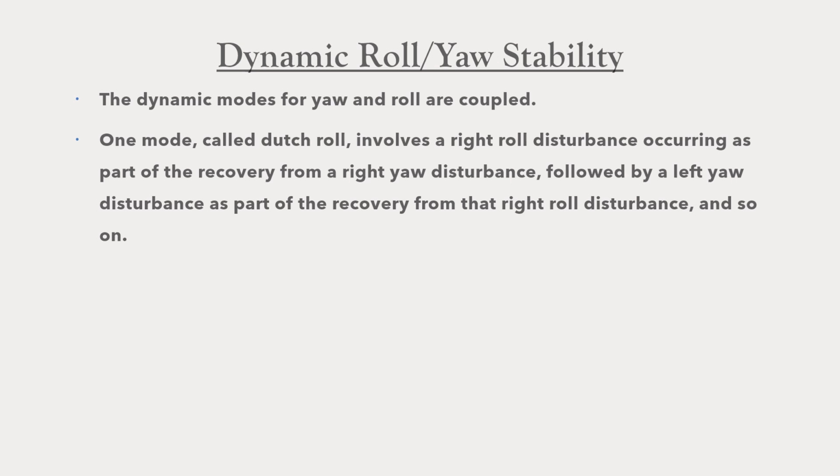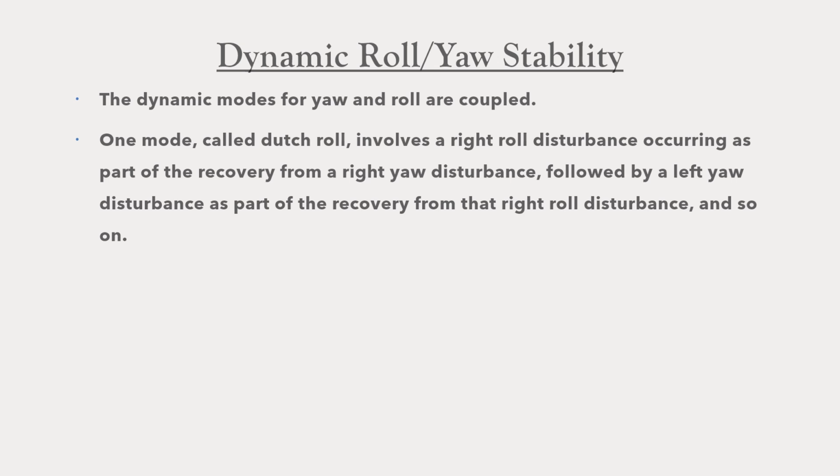So we've talked about static stability in both roll and yaw. Now let's talk about dynamic stability. The dynamic modes for yaw and roll are actually closely coupled to each other, so we'll talk about them together.